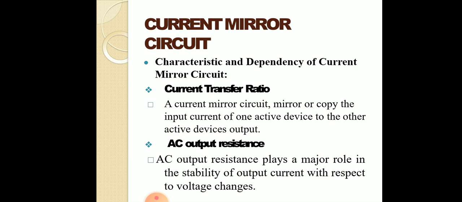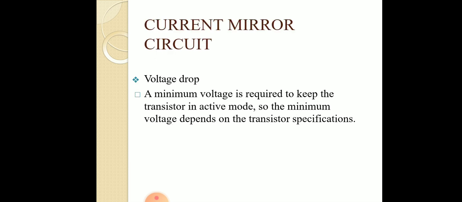And then we see from the slide, AC output resistance. AC output resistance has a voltage current relationship as per Ohm's law. Thus, AC output resistance plays a major role in the stability of output current with respect to voltage changes. And this is the voltage drop.